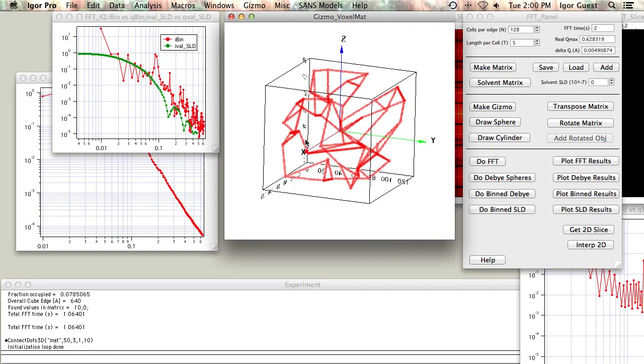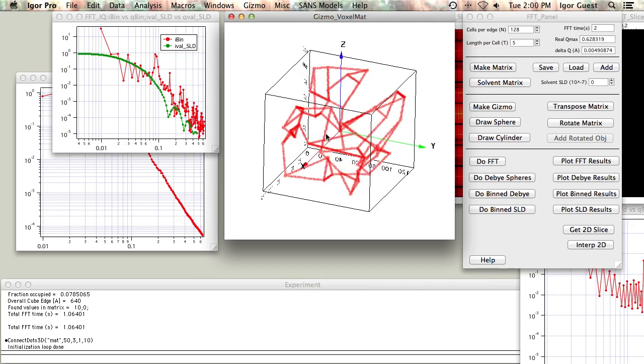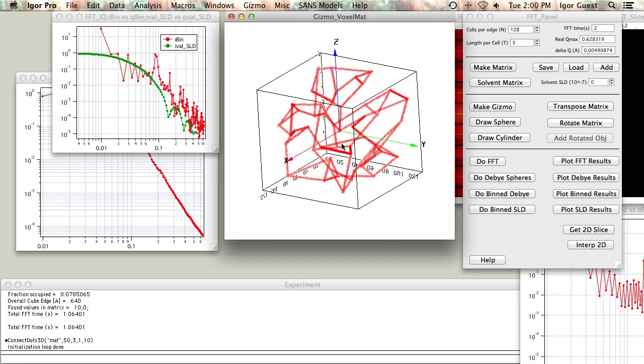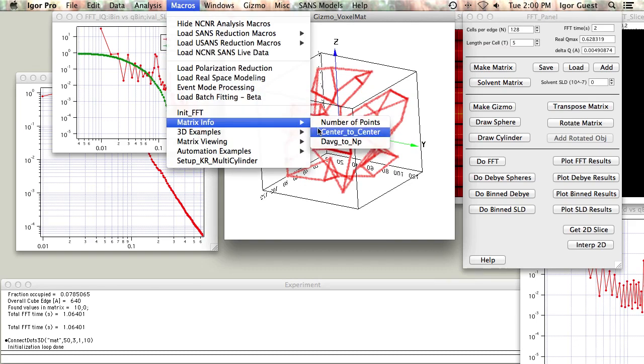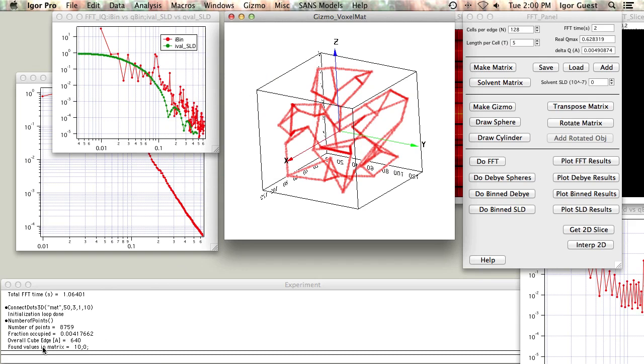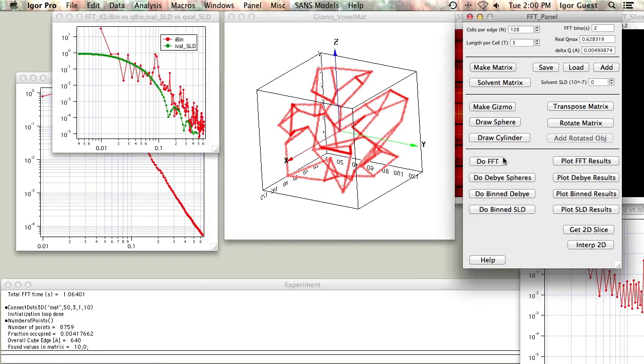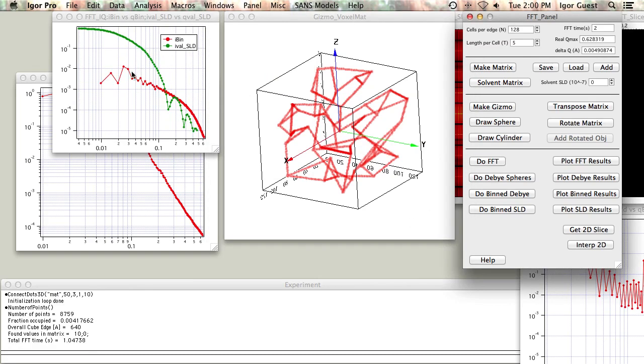You want to be careful with this because it's not a complete network. The boundary conditions are not periodic. So in fact, the size of your box limits the size of your structure. In this case, the overall cube edge is 640 angstroms. So this will essentially show up as an artifact in the Fourier transform as the overall size of the object.